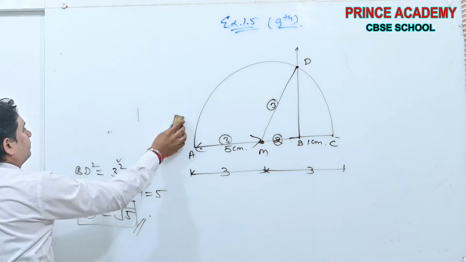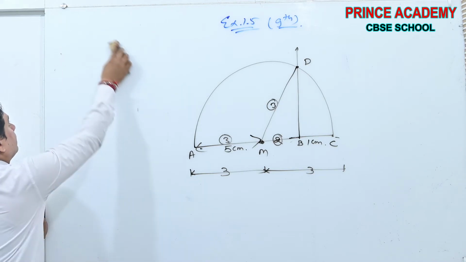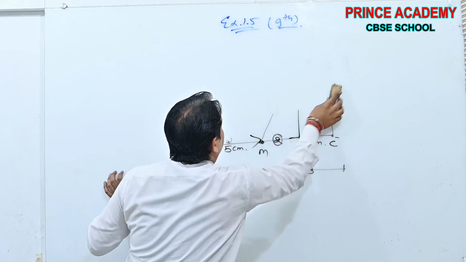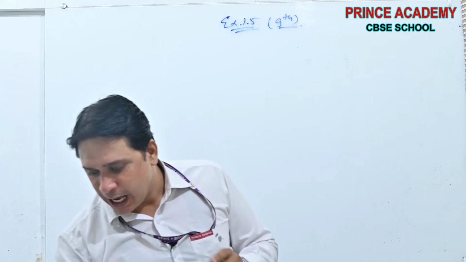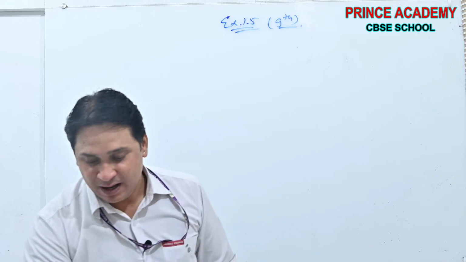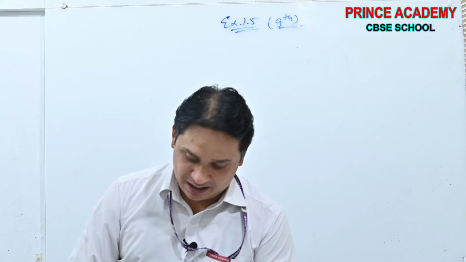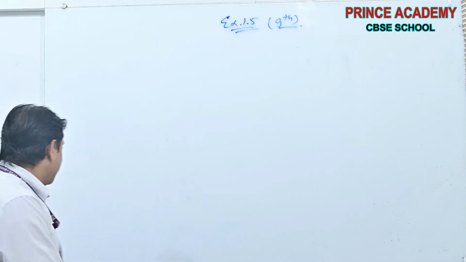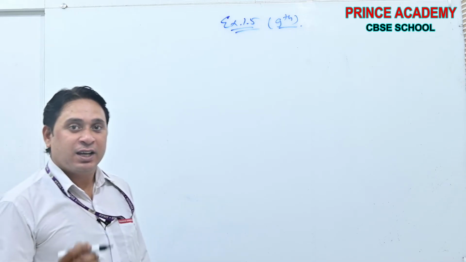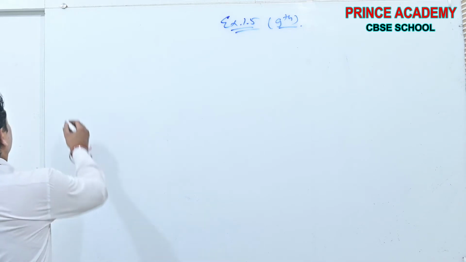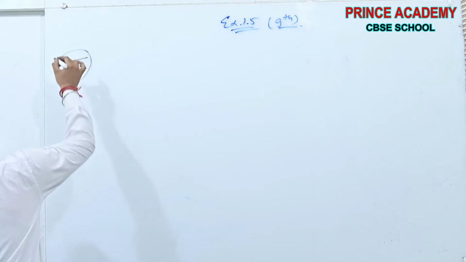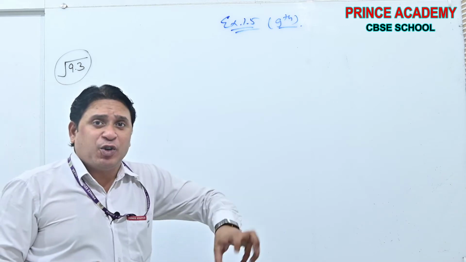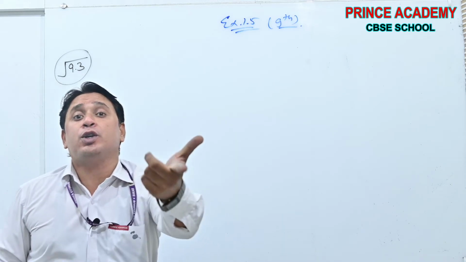Now see, beta. Once again I am repeating the same question, but this time with a different figure. Okay, see. Here in your question it is said to locate root 9.3. Suppose I have to find root 9.3 centimeters.